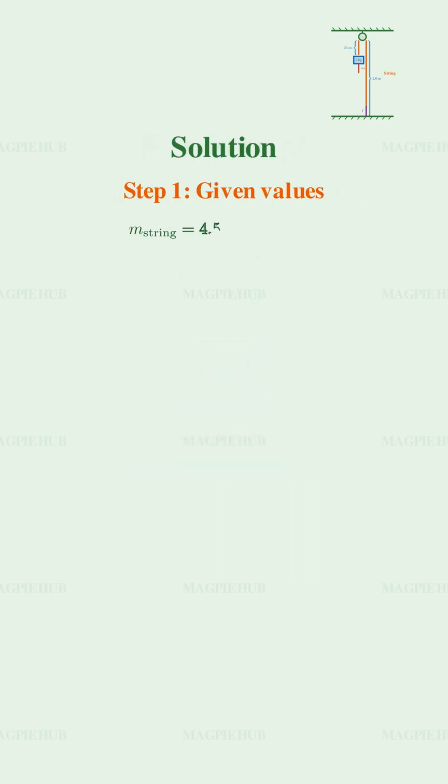Step 1. Write down the given values. Mass of string M equals 4.5 grams, that is 0.0045 kilograms. Mass of block equals 2 kilograms. Distance from floor to pulley, d equals 2.0 meters. Distance from pulley to block equals 25 centimeters, that is 0.25 meters. And g equals 10 meters per second squared.